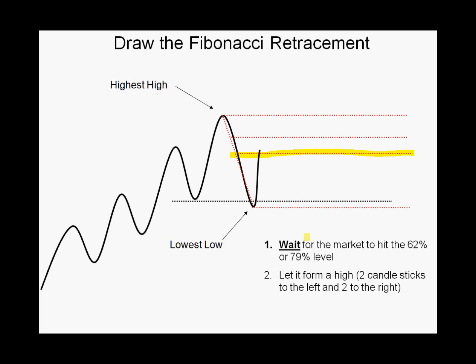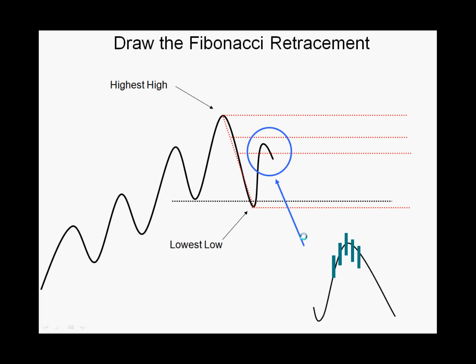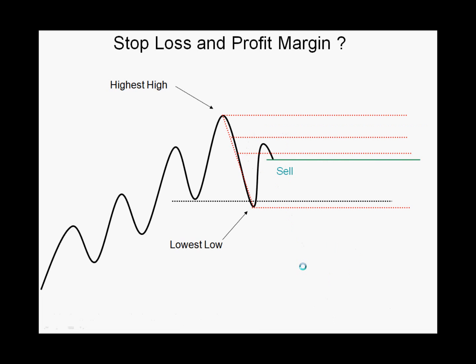You wait for the market to hit the 62 or the 79% Fibonacci level, and you want it to form a high. A high in this case is defined as a point where you have two candlesticks to the left and two candlesticks to the right. Once that occurs, you want to sell, place a sell order at that point.